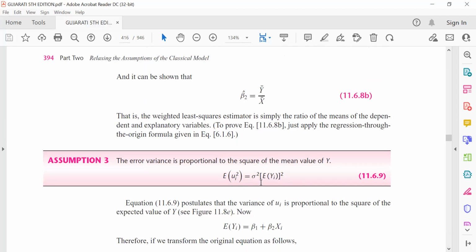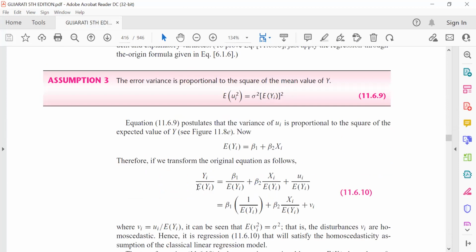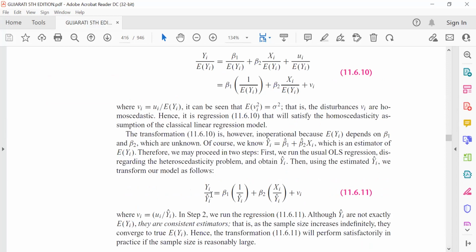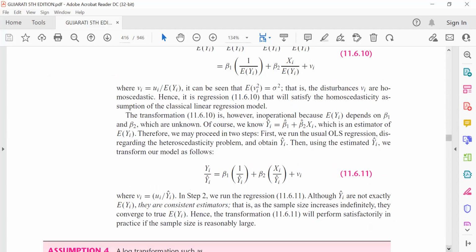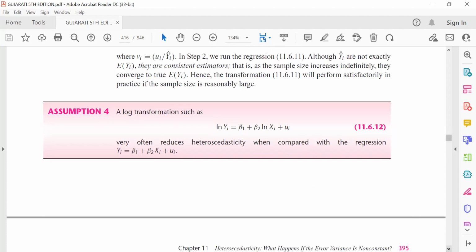And if we have this one, we have the expected value of y. That means we divide it by the expected value of y. This is the mean of the equations. Yeah, we divide it by the predicted value of the y variable. Okay, and then we can transform our data into log term.